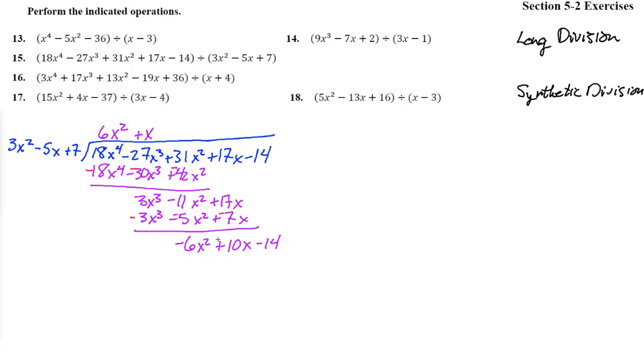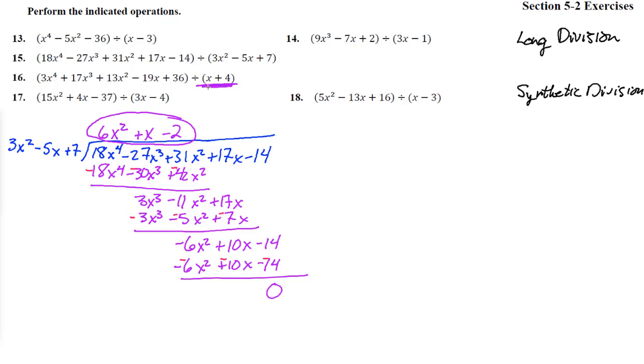3x squared goes into negative 6x squared negative 2 times. Negative 2 times 3x squared is negative 6x squared. Negative 2 times negative 5x is plus 10x. Oh, this is looking nice. Negative 2 times a positive 7 is a negative 14. And when we do this, and remember to subtract each one of those, we end up with a remainder of 0. Oh, that's nice. There is our answer right there. Excellent.